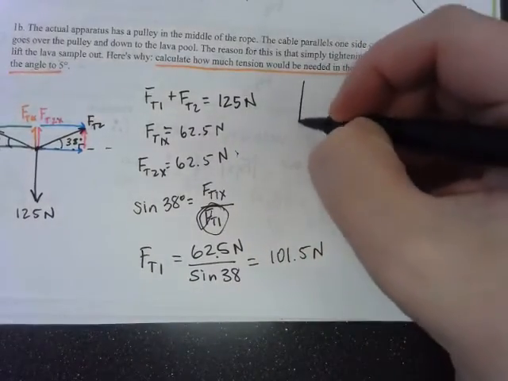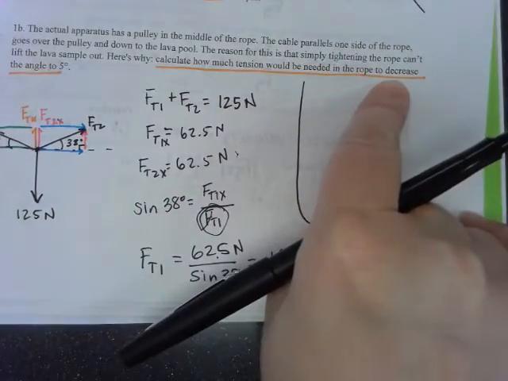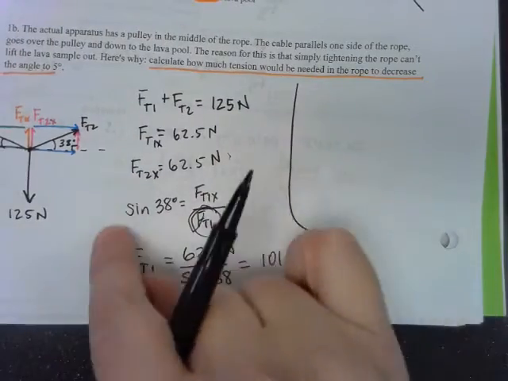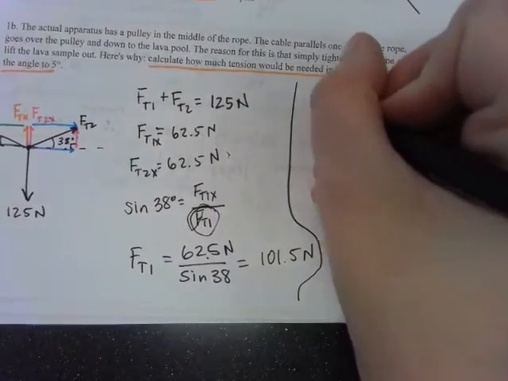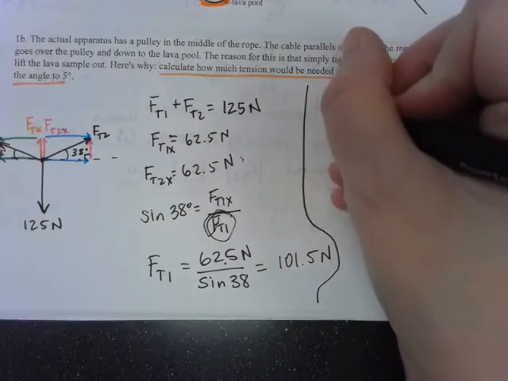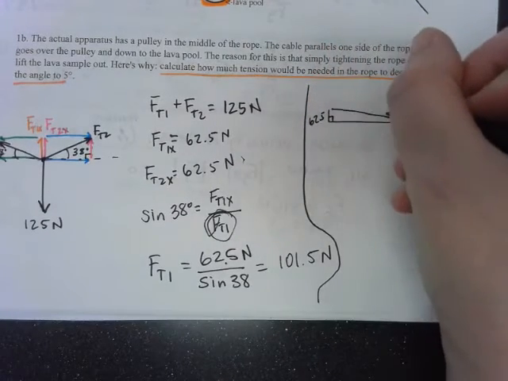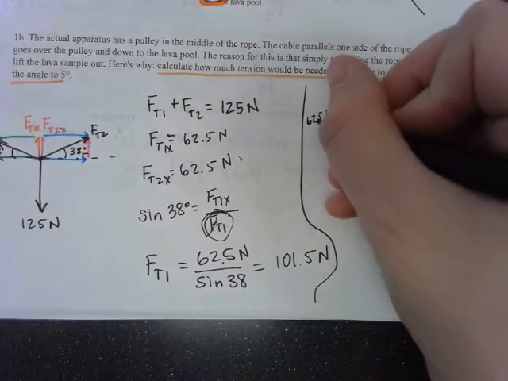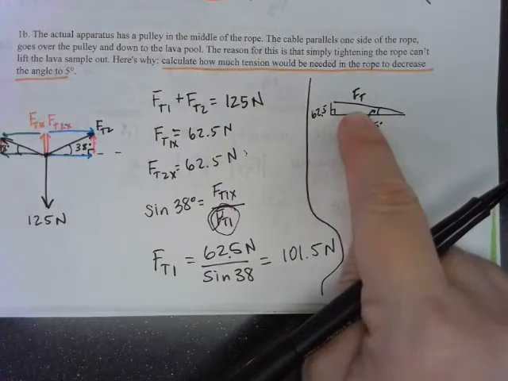So for part B, the second part, it says how much tension would be needed in the rope if we decrease the angle to 5 degrees. So we're going to do the same thing, but we're going to change our angle. And so instead, we're going to have a very steep rope, right? But this side is still going to be 62.5. Only now this angle in here is going to be 5 degrees. So the question then is how much tension do we need in that rope to be able to do that?